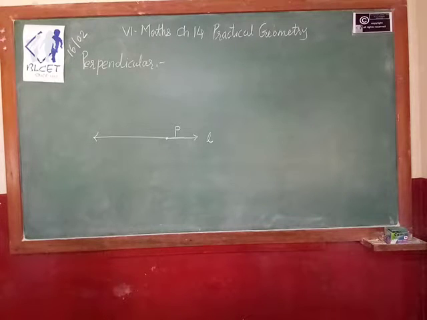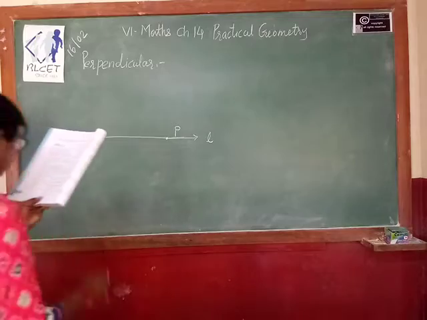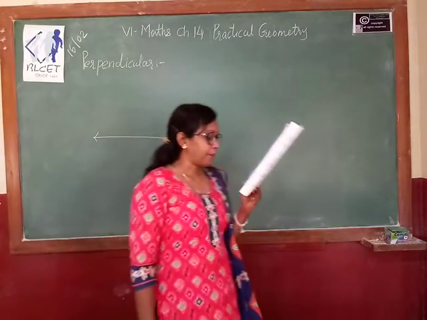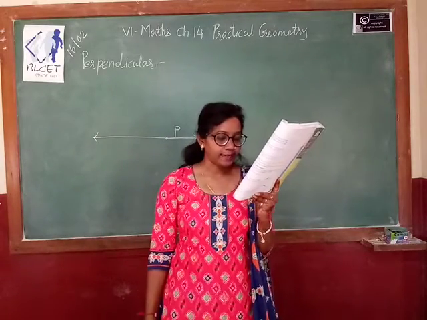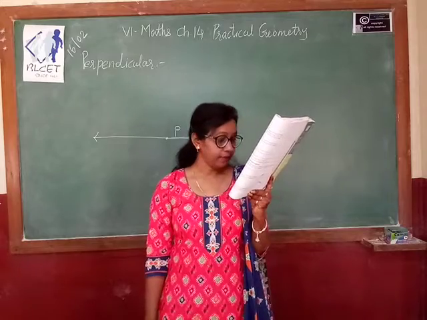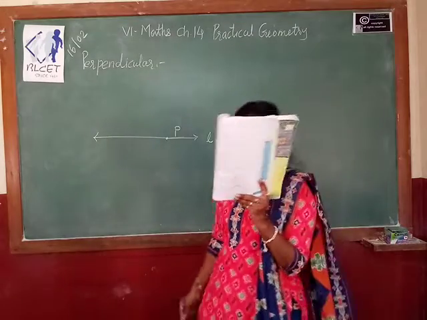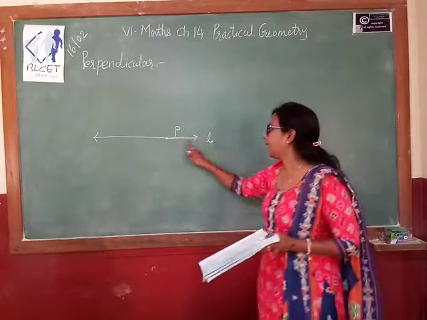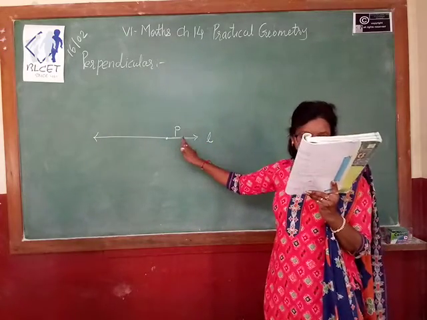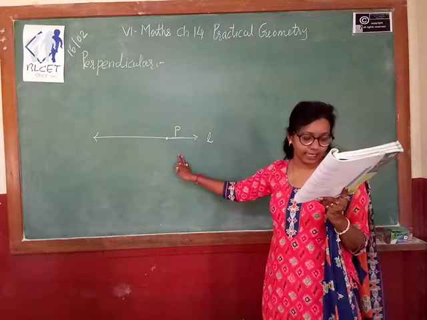Now let's see how to draw the perpendicular. Drawing a perpendicular using a ruler and set square. The first step: a line L and a point P are given. Note that P is on the line L.